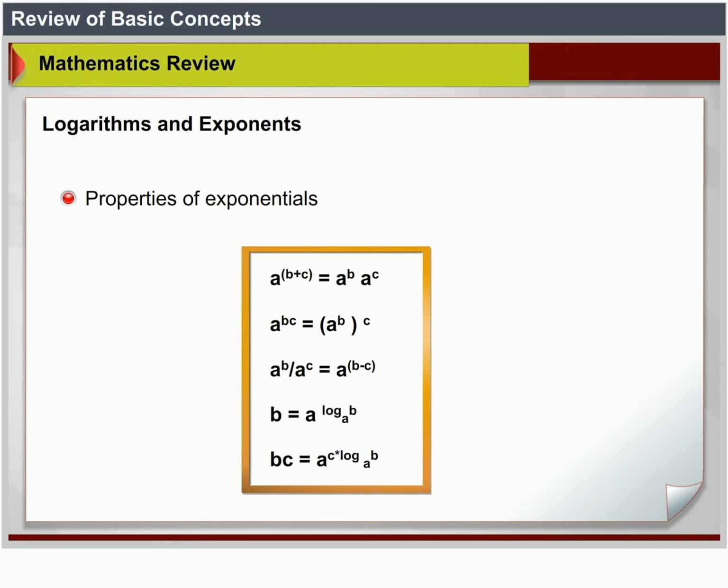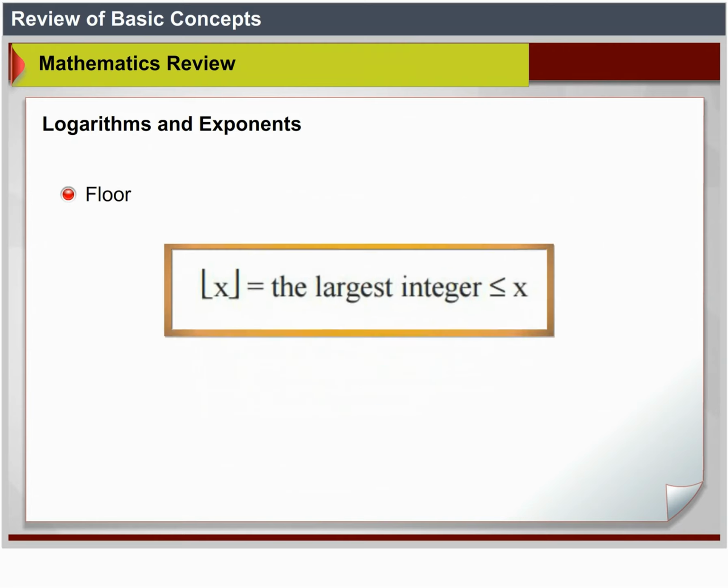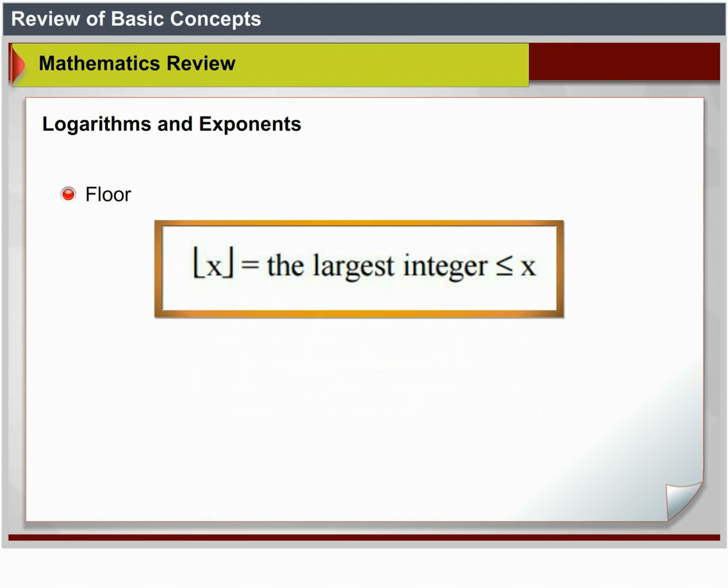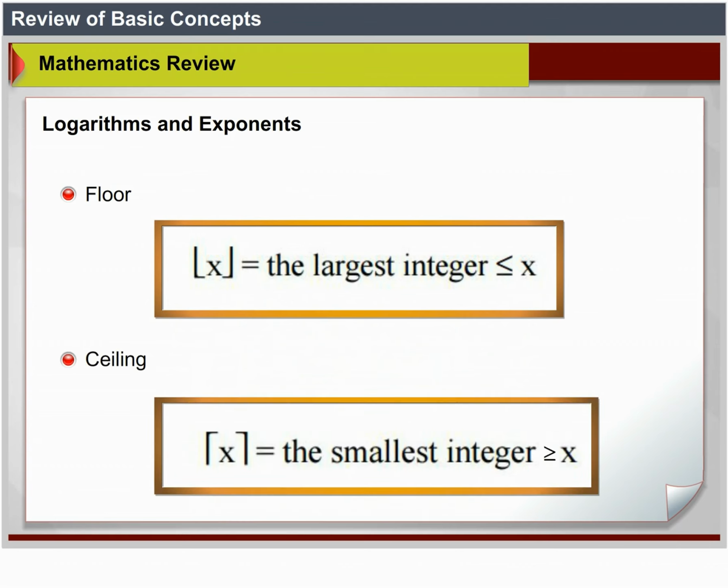Floor. Floor of x is equal to the largest integer less than or equal to x. Ceiling. Ceiling of x is equal to the smallest integer greater than or equal to x.